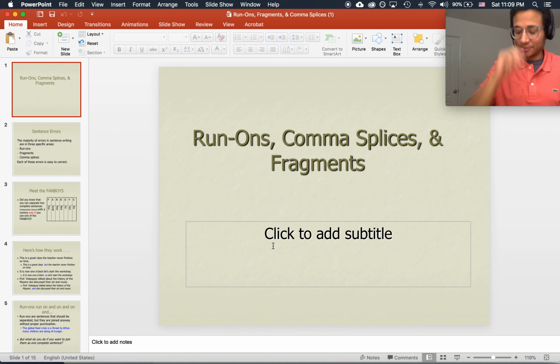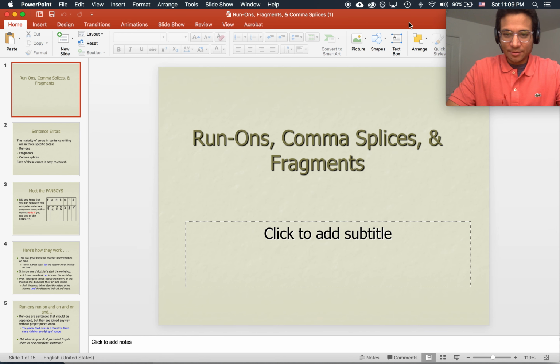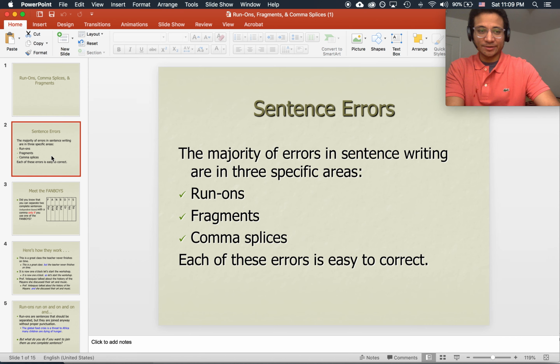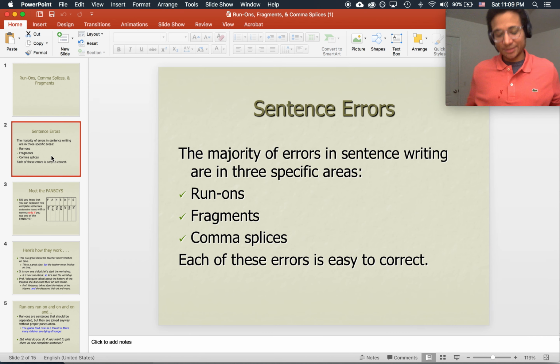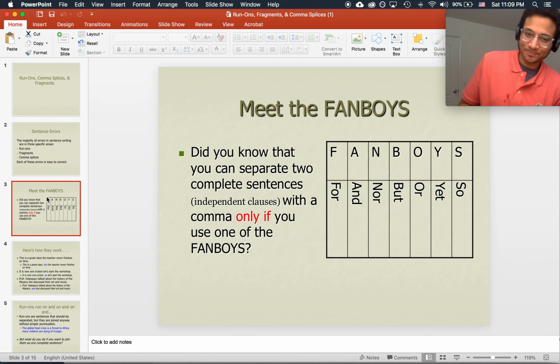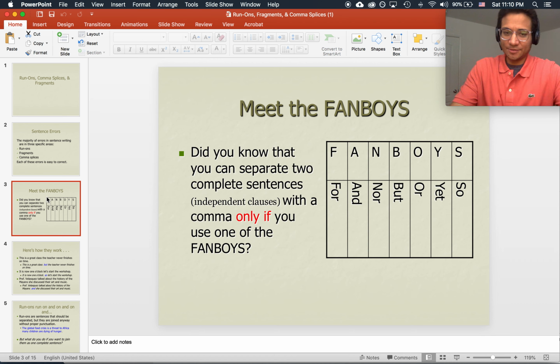So I was very intentional with my choices of topics for this grammar lesson because they're things that I see over and over again. All right. Okay. Run-ons, comma splices, and fragments. So I see this so much. They're easy to correct, though. We already talked about this. If you can use FANBOYS, that's one of the ways that you can separate clauses.